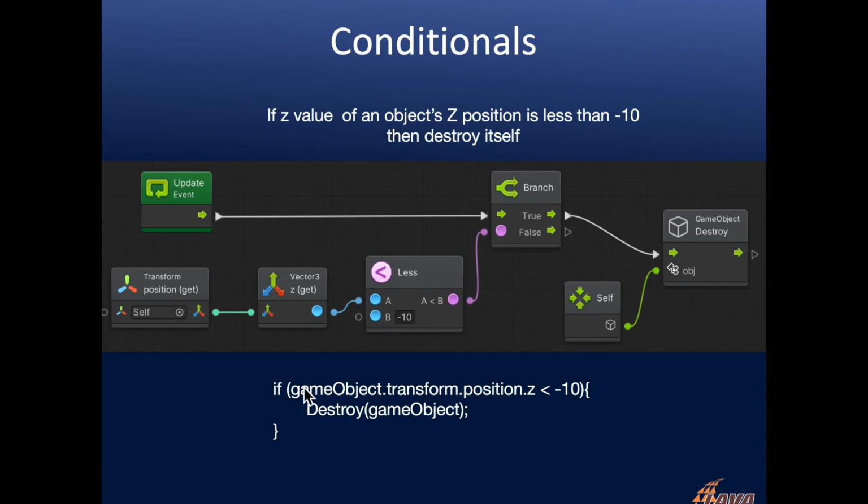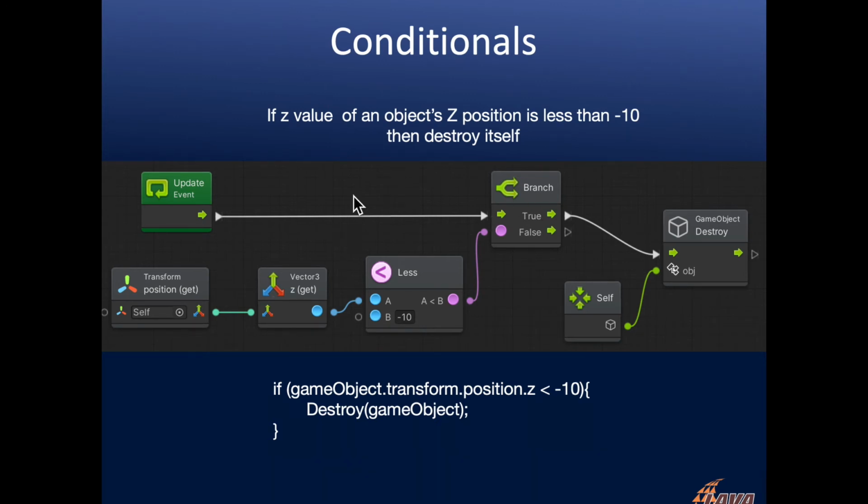Well, first, let me show you how it's done in C#. And so in C#, it's really simple. You say if the game object's position, z component of the position, is less than -10, then you can say destroy the game object. In visual scripting, it's a little more involved, but it's still pretty simple to understand.